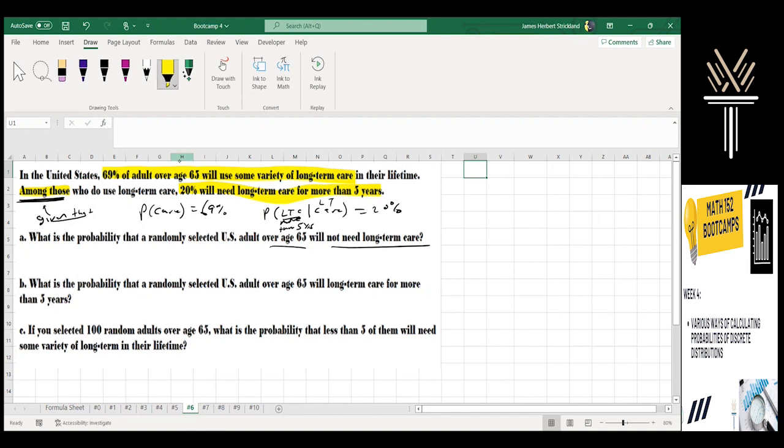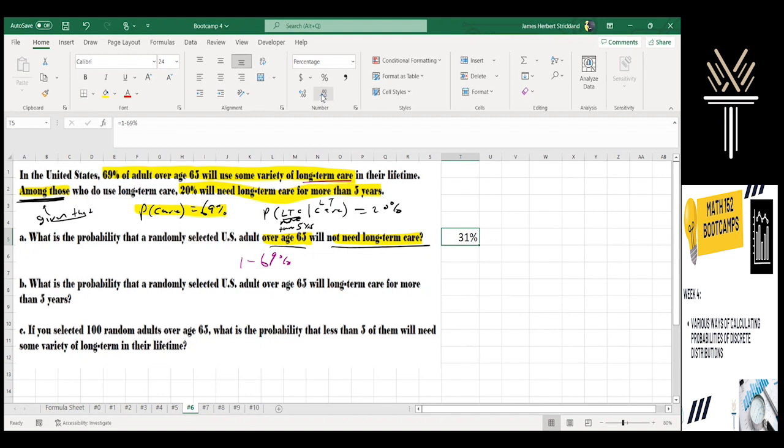And so we're looking for any from the overall population, how many don't need long-term care at all? Well, if 69% do need long-term care, right? They need some form of long-term care. The amount that don't is just the complement. So in other words, 1 minus 69%, or 100% minus 69%. That's the same thing. And we see it's 31%. So 31% don't need long-term care at all for anybody over 65 in some form or another.